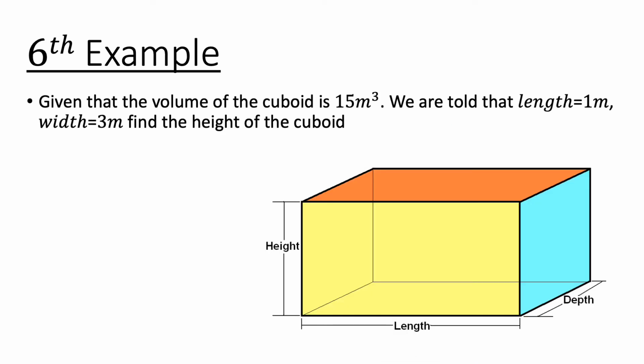Last example actually. So let's see. Sixth example. Given that the volume of the cube is 15 meters cubed, we are told that the length is 1 and the width is 3, to find the height.